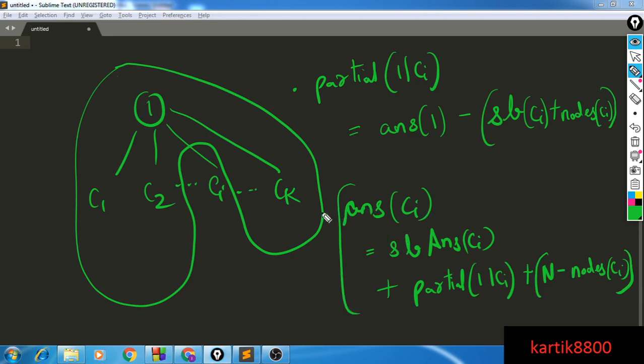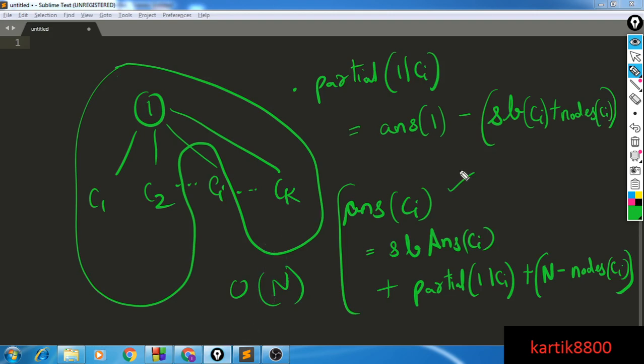And this way you can simply keep propagating the partial answers of the parents with respect to the child nodes and keep calculating your answers of Ci. This is kind of rerouting. So this is basically evaluating the answer of Ci if Ci was the root of the entire tree. That is the actual idea, and that is why it is known as the rerouting technique. Okay, and you can clearly see we can implement this thing in O(N).